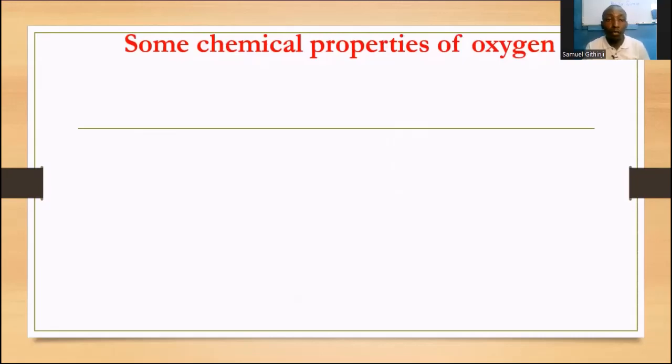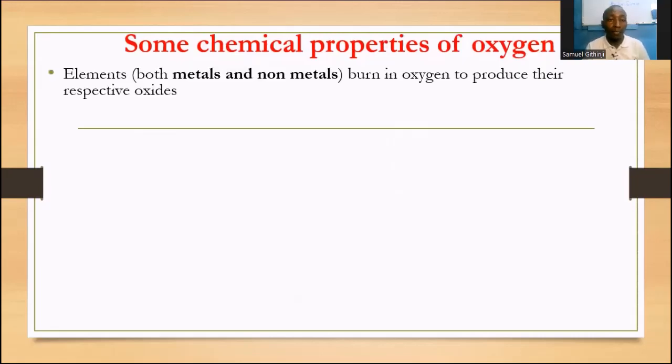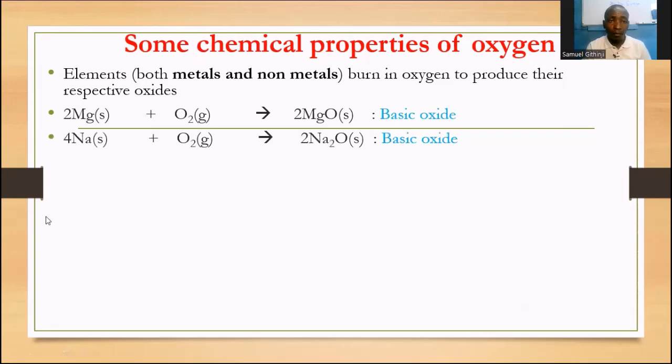Now we go through some chemical properties. Basically, elements, be it metals or non-metals, will burn in oxygen to produce their respective oxides. These oxides can either be basic, neutral, or amphoteric, depending. Like the first one, you have magnesium burning to give us magnesium oxide, that is basic. Sodium burns with a yellow flame. Remember, the first one burns with a white flame, the second one with a yellow flame, then you get sodium oxide, which is basic or alkaline.